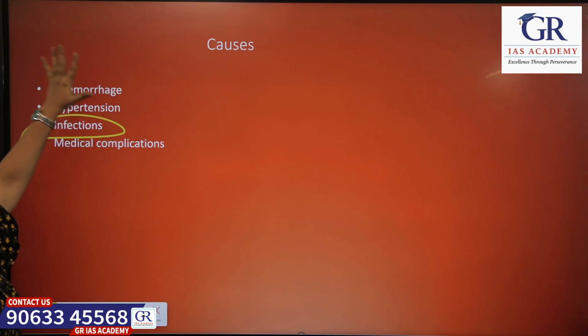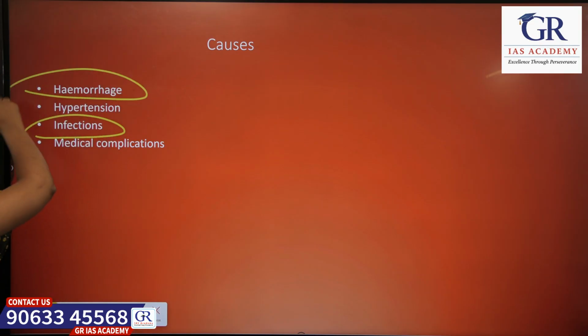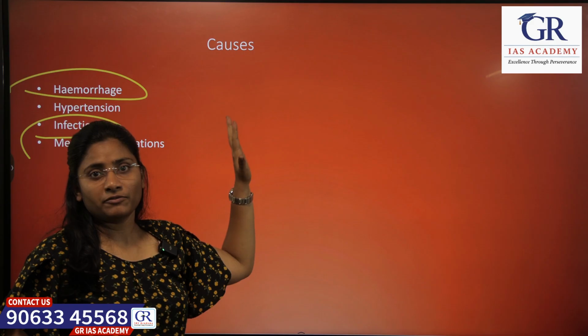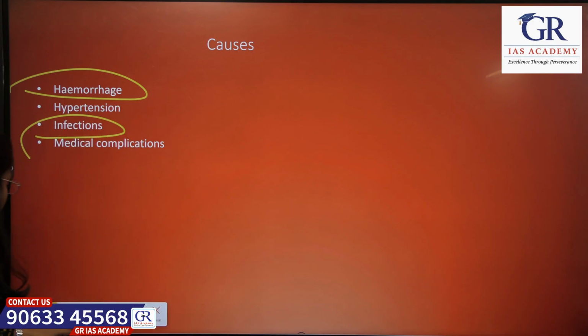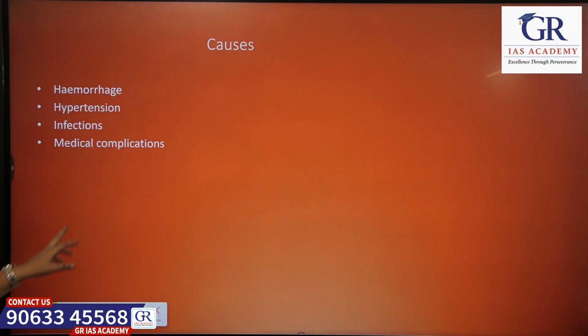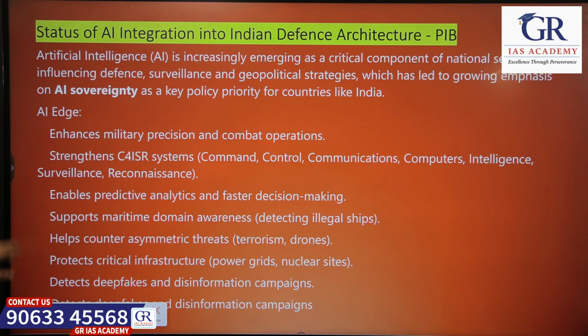And hemorrhage is very common because of the weak pelvic capabilities of the mother, and medical complications are inevitable. Okay. So these are the reasons why MMR is high.